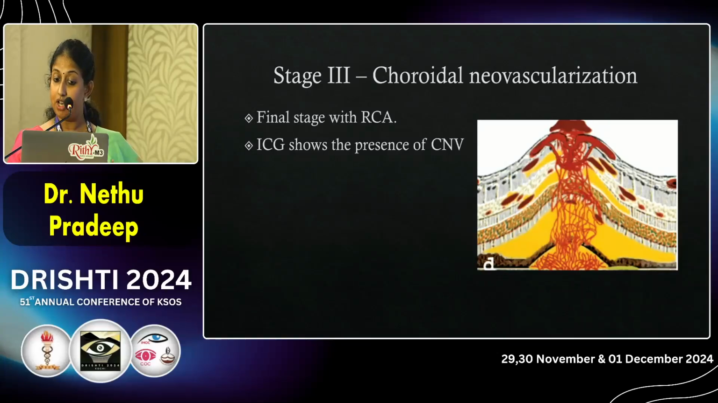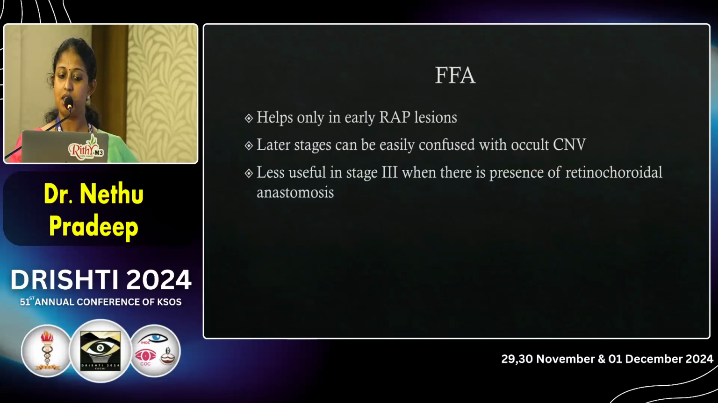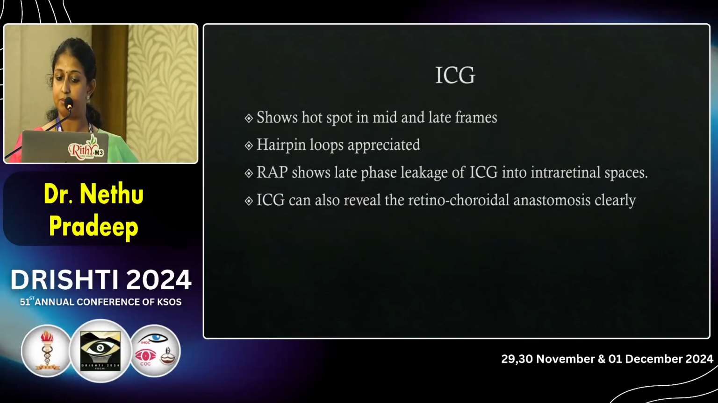Stage 3 is choroidal neovascularization. That is the final stage of retinochoroidal anastomosis, and ICG shows the presence of choroidal neovascularization. FFA is useful only in the diagnosis of early RAP lesions. Late stages can be confused with occult CNVM.